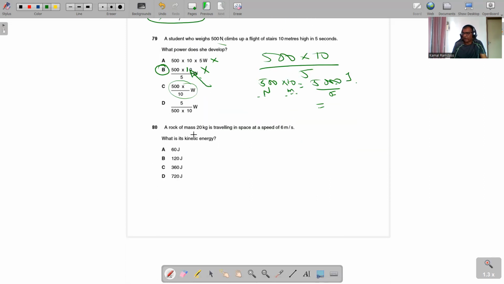A rock of mass 20 kg is traveling in space at a speed of 6 meters per second. What is the kinetic energy? 20 divisé par 2 fois 36. 10 fois 36, 360 joules.